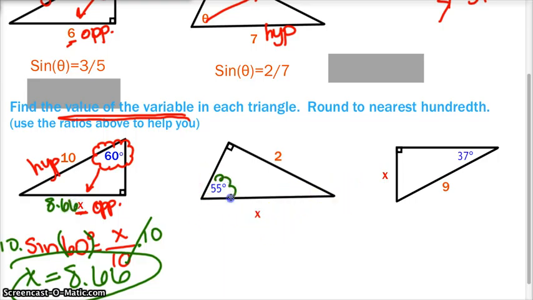Let's see. Here is that reference angle. So the 2 is opposite the reference angle. The x is the hypotenuse. So here's the equation I'm setting up this time: sine of 55 equals 2 over x.